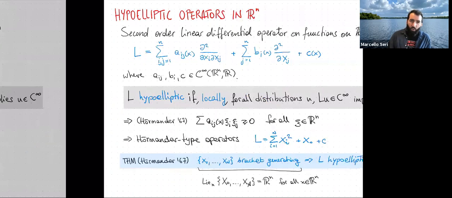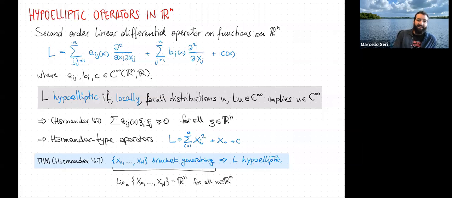And what is crucial is that Hörmander also proved that if this set of vector fields that you're using here is bracket generating, the potential here doesn't play any role. If these vector fields are bracket generating, then the operator is hypoelliptic. And now we are in business because we study distributions that are bracket generating. So we study sets of vector fields that we know have this property. And so we might as well study an operator that is given by the sum of the squares of those vector fields.